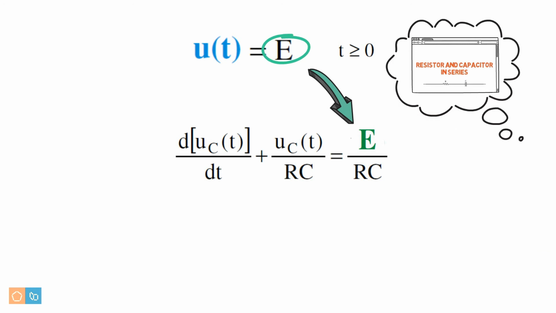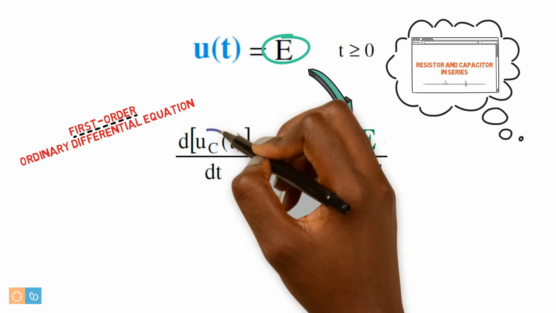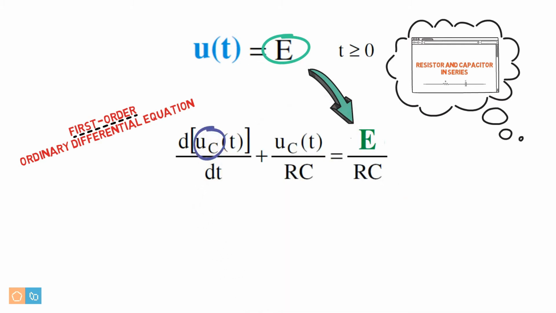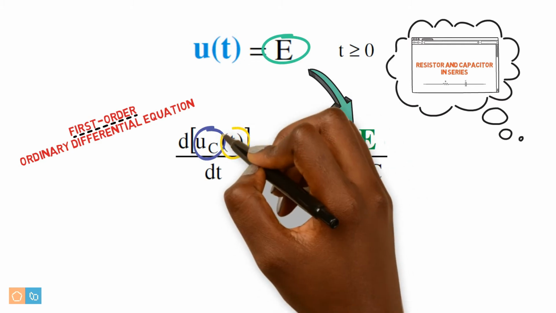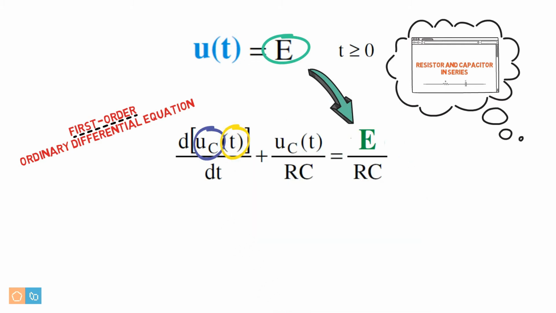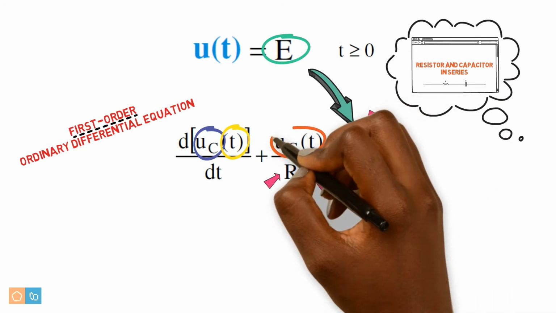Then, to determine the voltage across the capacitor for t equal or greater than 0, we need to solve this first-order ordinary differential equation. First order because it only has the first derivative of one dependent variable, UC, with respect to an independent variable, t. In this equation, E, R, and C are constants, and UC is the unknown.